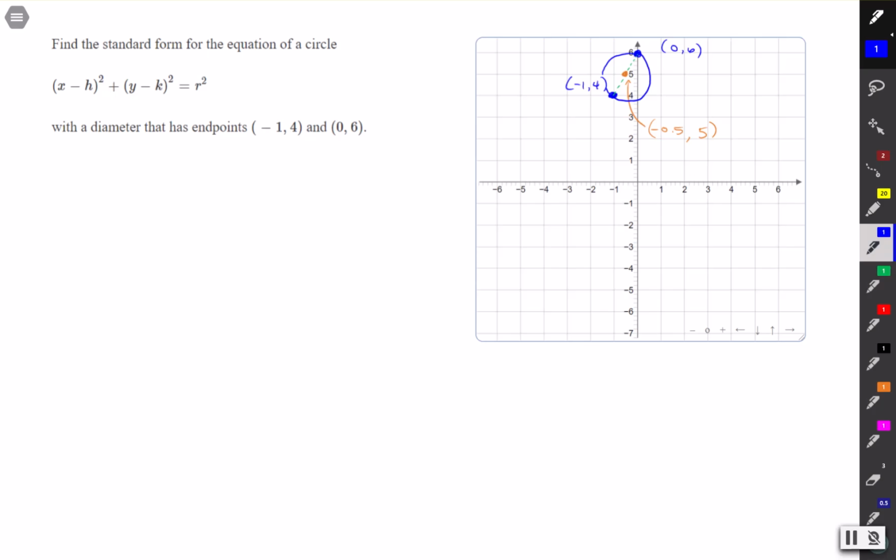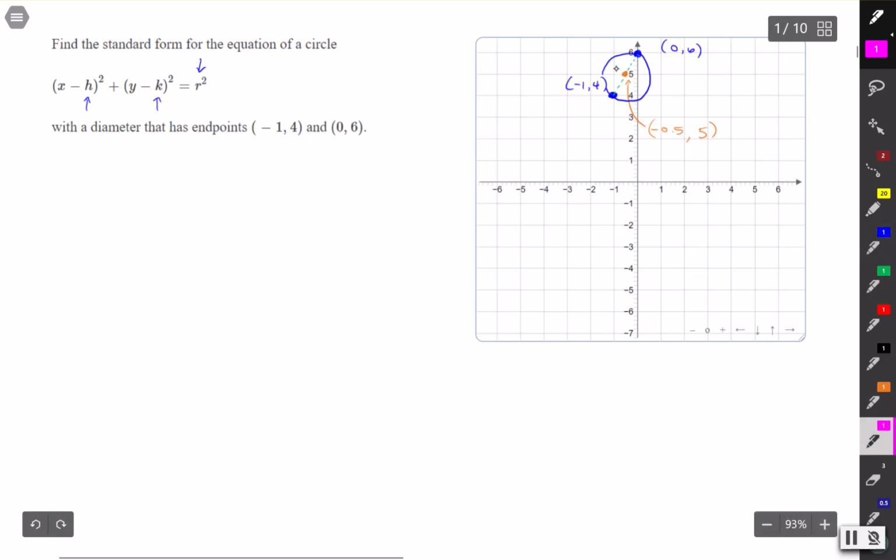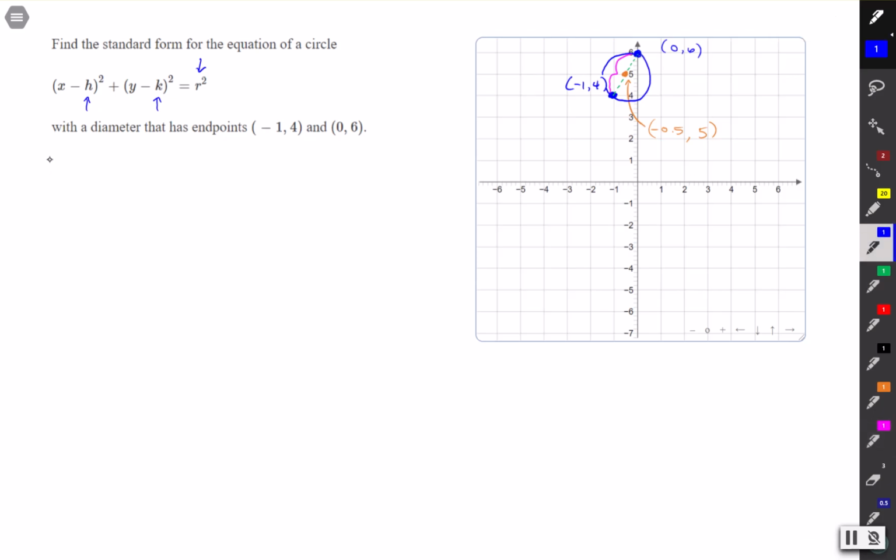Now, once we have the center, that's going to be the values of h and k in my equation. I would also need to find the value of r, the radius, which is the distance between the center and one of the points on the circle. Or I can use half of the distance between these two points. I think that's what I'm going to do, so let's determine the radius first. It doesn't really matter if I get the center or the radius first, so I'll begin with the radius.